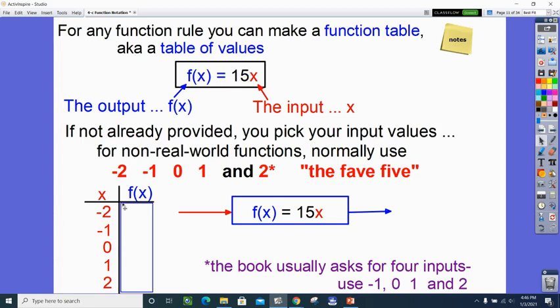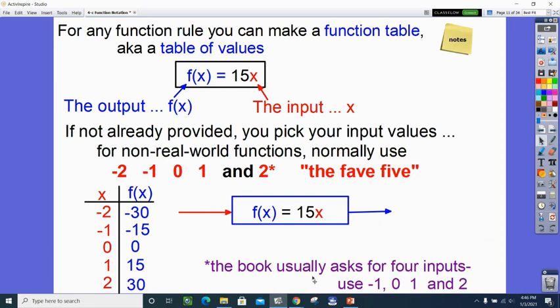So I'm going to take 15 times -2. It's -30. Oh, by the way, a good thing happening to a bad person is a bad thing, right? 15 now times -1 would be -15. 15 times 0 is 0. Anything times 0 is 0. 15 times 1 is going to give me the 15 back. And 15 times 2 is going to be 30.